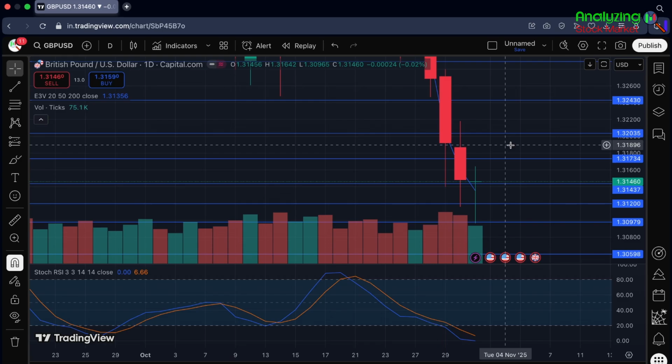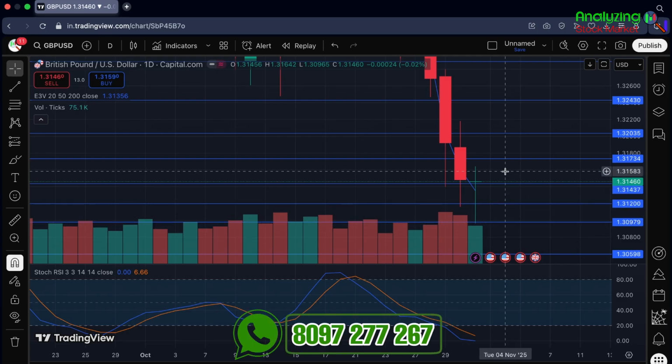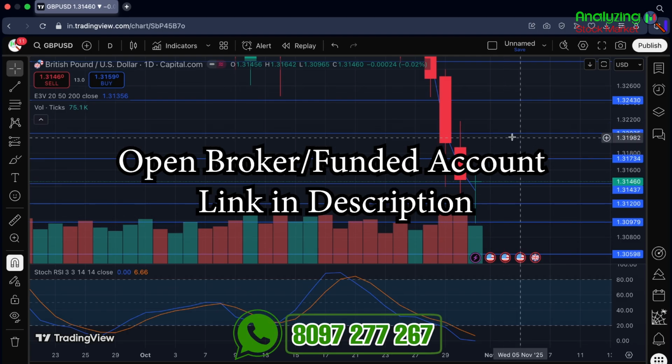If you're looking for any bearish trade, then only go for a bearish trade once 1.31437 gets breached and a one-day candle closes below this. Then we can go for a short trade toward 1.31200, even 1.30979. So these are two levels. Otherwise, I'm expecting a positive momentum in this range.